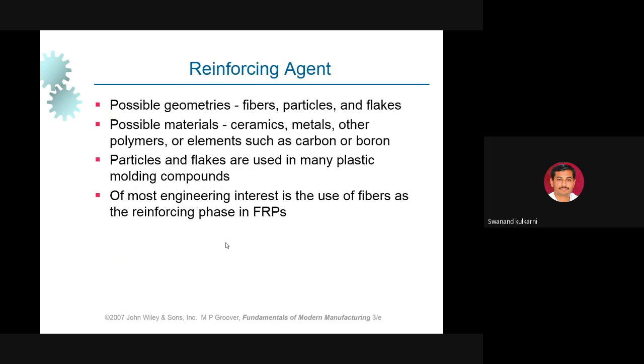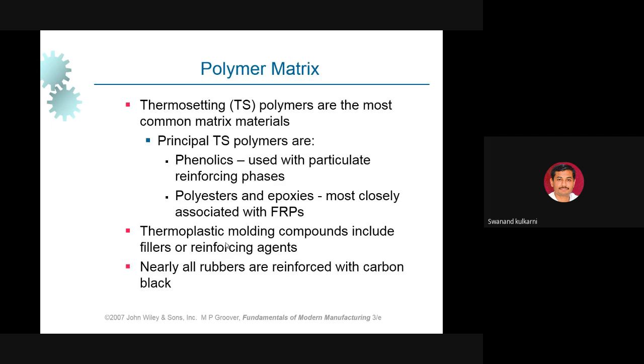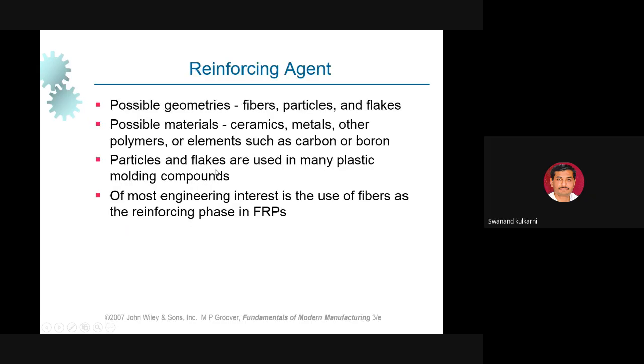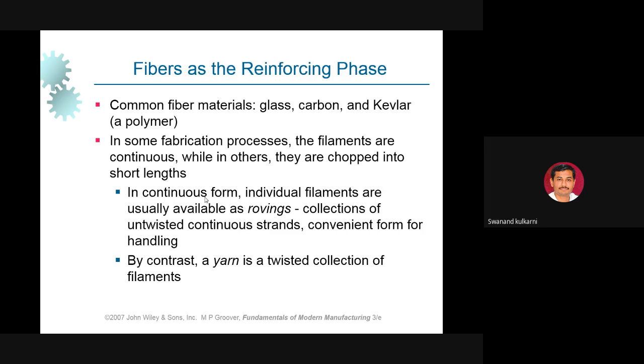First of all, we should go once again to the basics, because whenever we study the type of composite material, we know that different types of polymers, phenolics, polyesters, epoxies are used as a matrix material, and different types of geometries like fiber, particles, flakes, ceramics, metals are used as reinforcing agents. So matrix and reinforcement both are important, and both are equally useful for the manufacturing of the composite material.